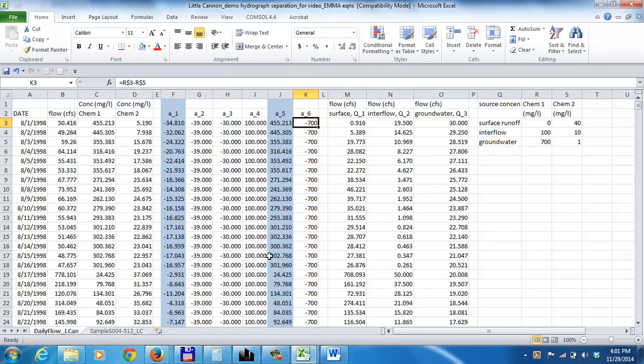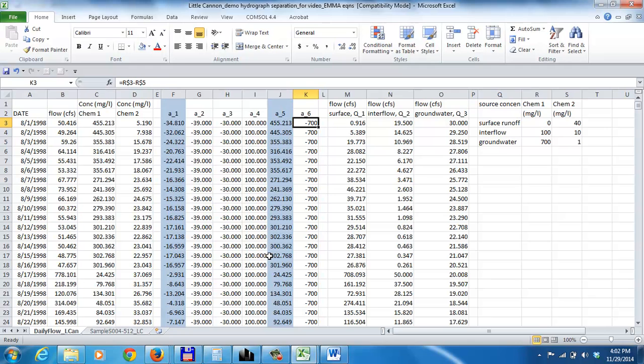In this video I'm going to demonstrate how to use the EMMA equations to separate a hydrograph into three components: surface runoff, interflow, and groundwater. You can see here the spreadsheet that we'll work with. It's the same one that you'll see in the other video where I use the EMMA method, but the equations are handled using a matrix procedure as opposed to this one where we take the EMMA equations and we explicitly solve for each of the components.